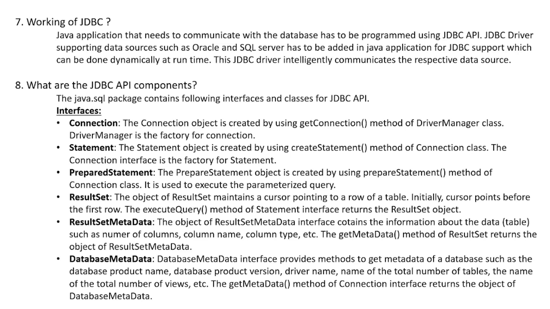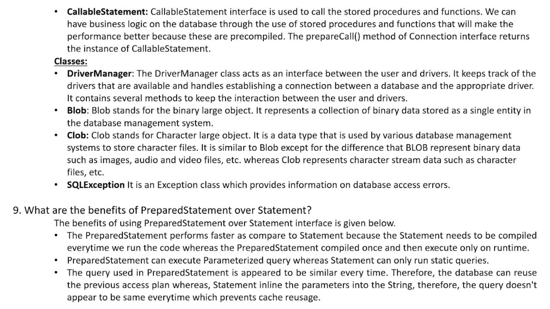The getMetaData method of Connection interface returns the object of DatabaseMetaData. CallableStatement. CallableStatement interface is used to call the stored procedures and functions. We can have business logic on the database through the use of stored procedures and functions that will make the performance better because these are precompiled. The prepareCall method of Connection interface returns the instance of CallableStatement.